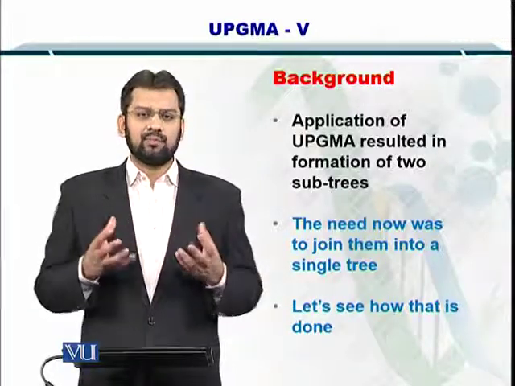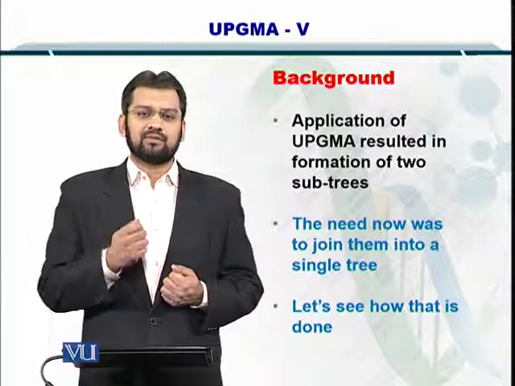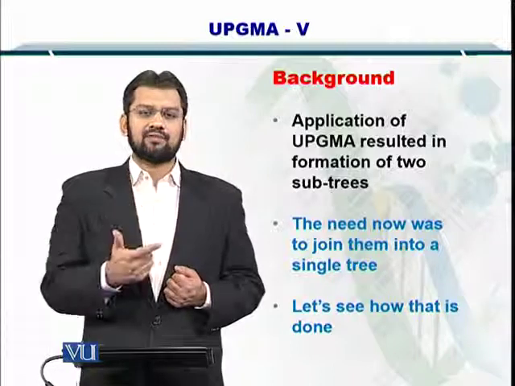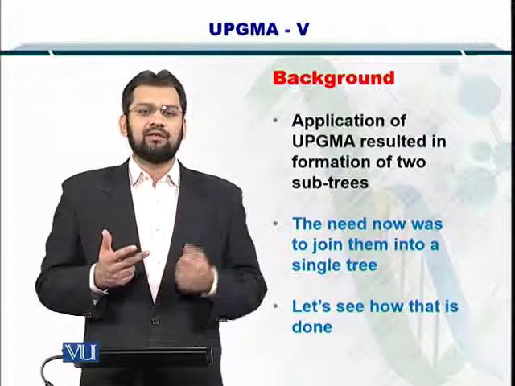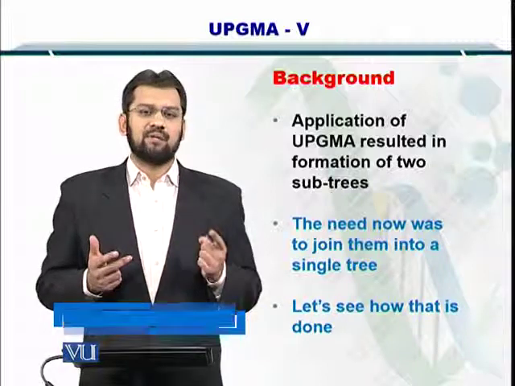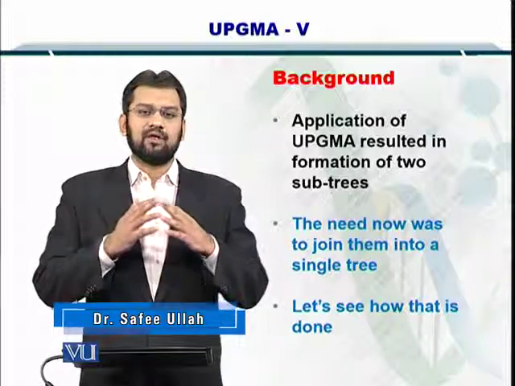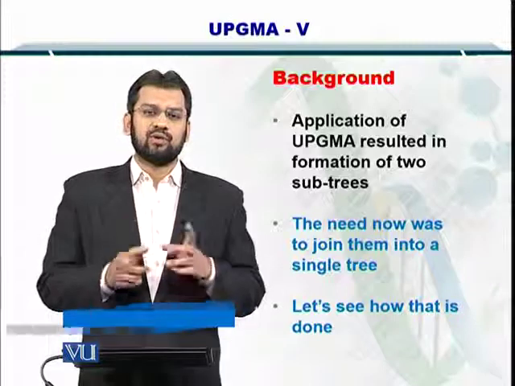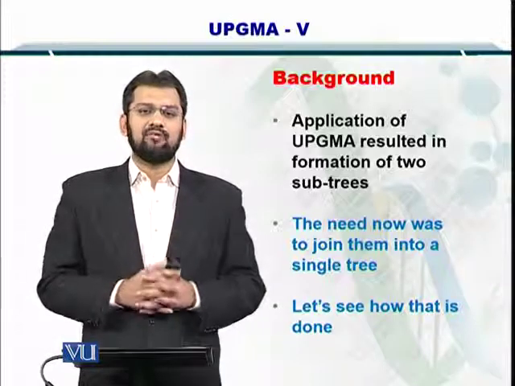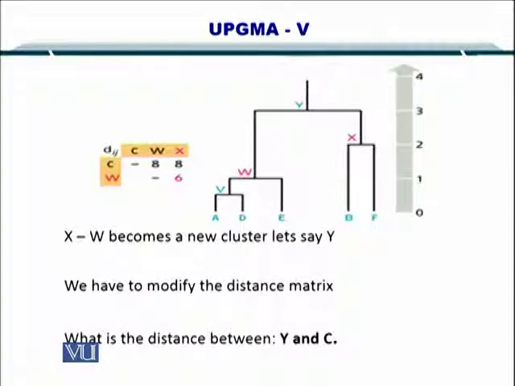The two components include the first component, which helps us calculate the distance between a sequence and a cluster, or between two clusters. The second component in the UPGMA algorithm helps us to connect two trees. So depending on which situation you are in, you can use one of the two components and create the phylogenetic tree. So let's see where we were last time.